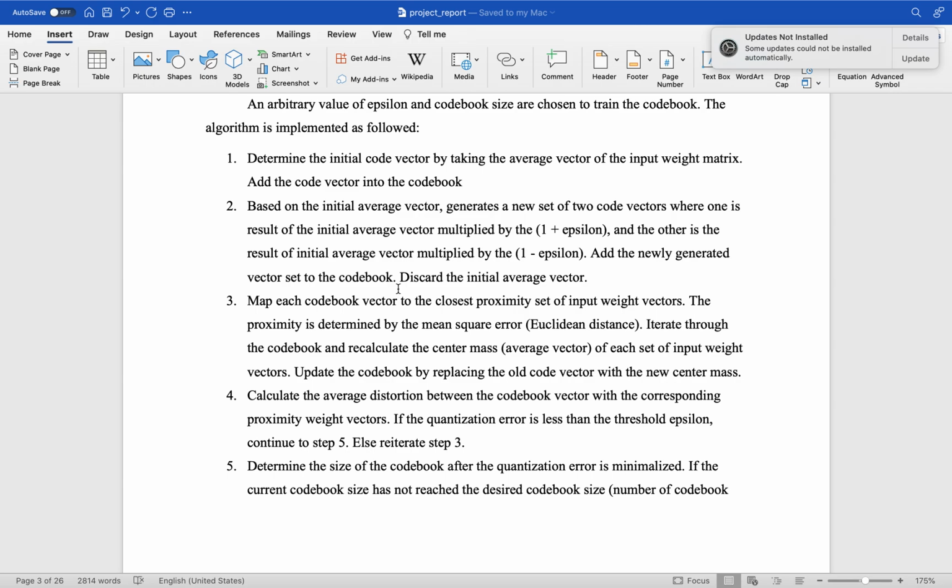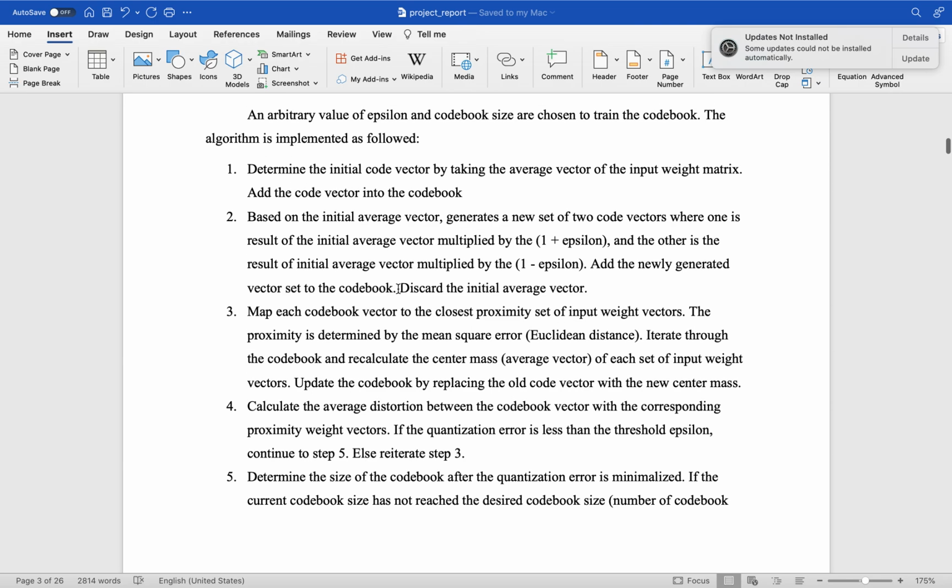So the codebook size can vary, and what happens is that each of the code vectors will generate another two code vectors, and the initial average vector will be replaced by these two code vectors. The next step is that we will train these two code vectors to have a better center mass or proximity to the rest of the input weight vectors.